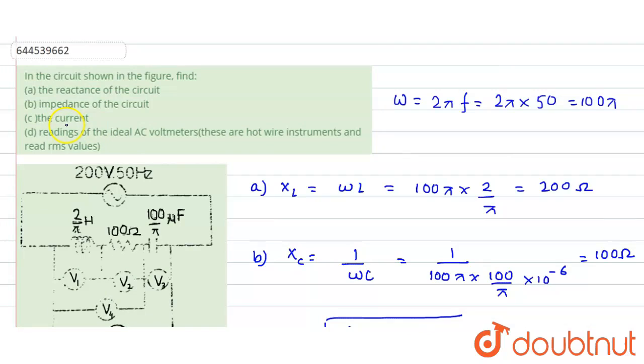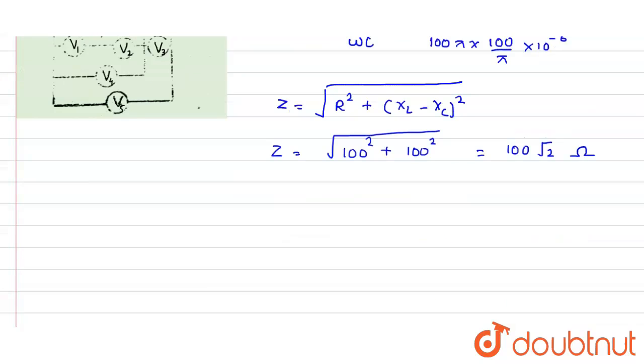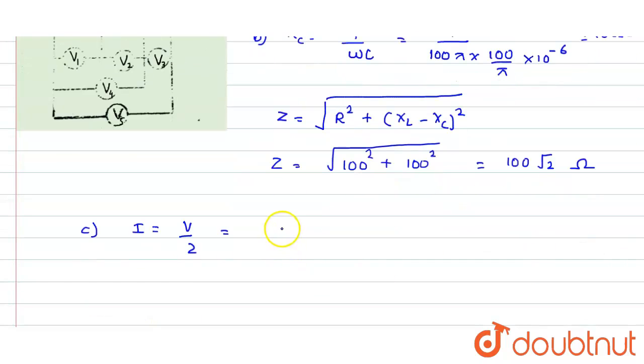Now we need to find the current. The AC source is 200 volt, and the total resistance of the circuit is the impedance in this case. So the current I equals V divided by Z. V is 200, so it is 200 divided by 100 root 2, which is 2 divided by root 2, equal to root 2 ampere.